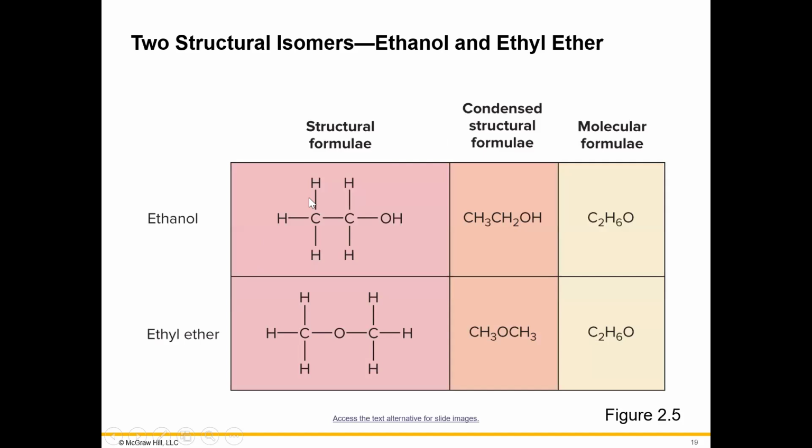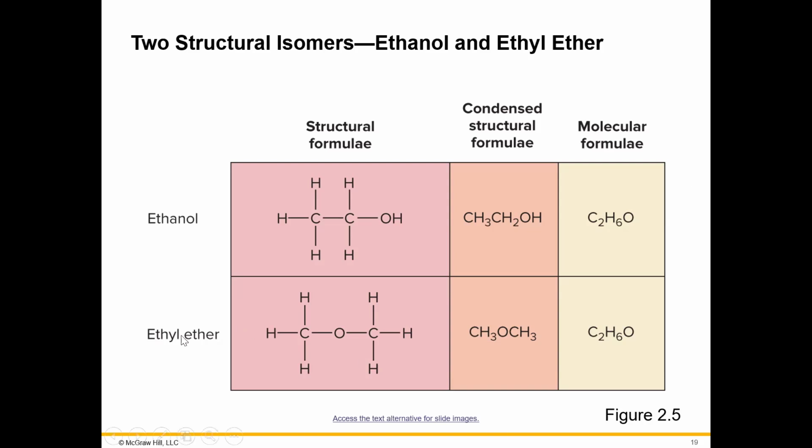Isomers have the same number of atoms. Then what is the only difference? The difference is that even though they have the same number of atoms, they are structured differently.